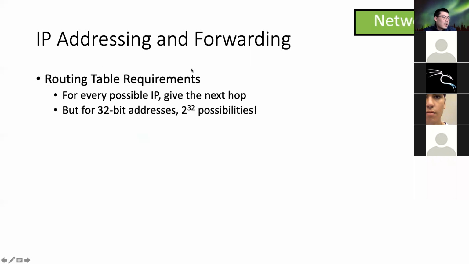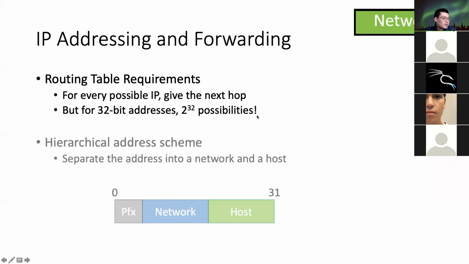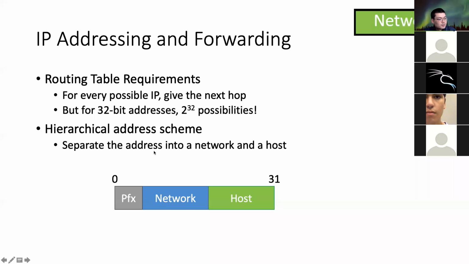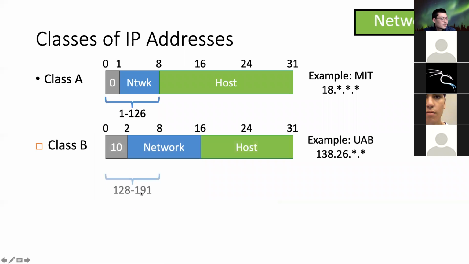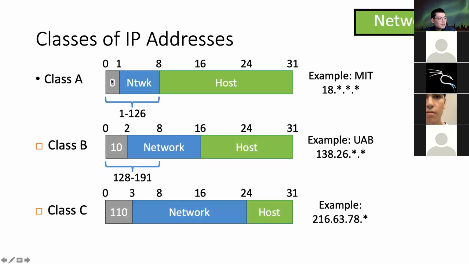And so, IP addressing and forwarding. You need to know we have class A, B, C. Class A addresses start with 0, Class B with 10, and Class C with 110.